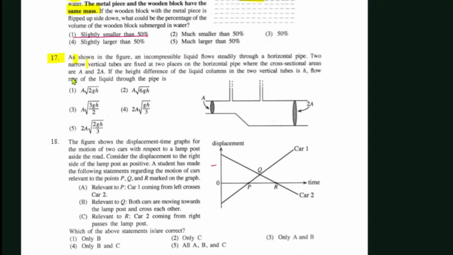So the areas of the pipes are A and 2A. The height difference of the liquid column in these tubes is h. Then they are asking to find the flow rate of the liquid through the pipe. So in this case, of course, let us initially draw a simple diagram, right? And then thereafter we will discuss further.